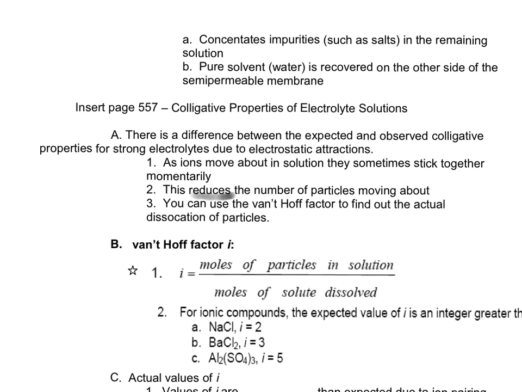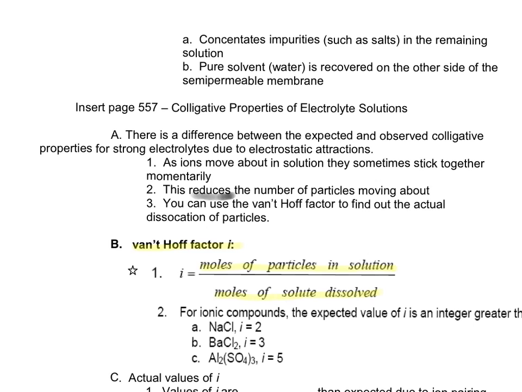Now what you can use to figure out how much it's being reduced by is something called the Van 't Hoff factor. The Van 't Hoff factor is abbreviated with letter i, and it's the moles of particles in solution divided by the moles of the solute that is dissolved.